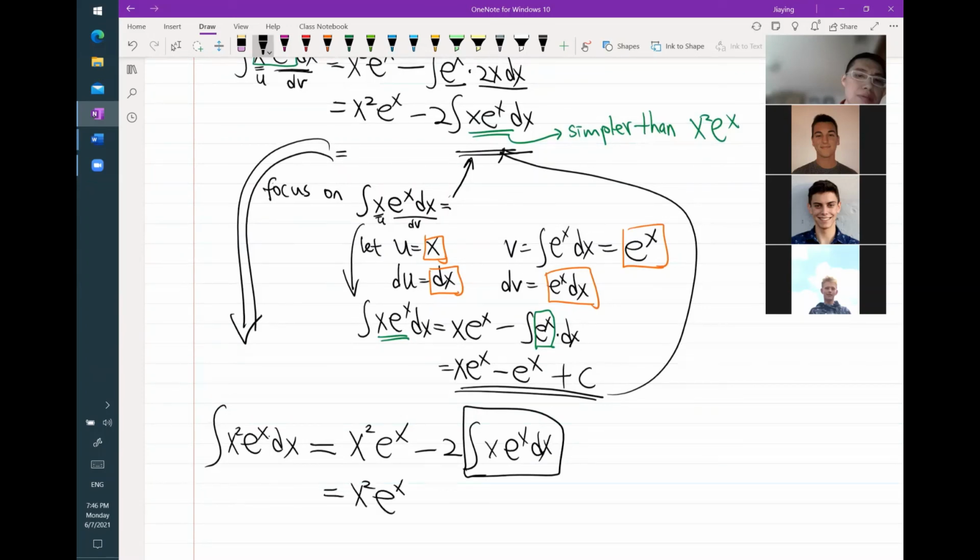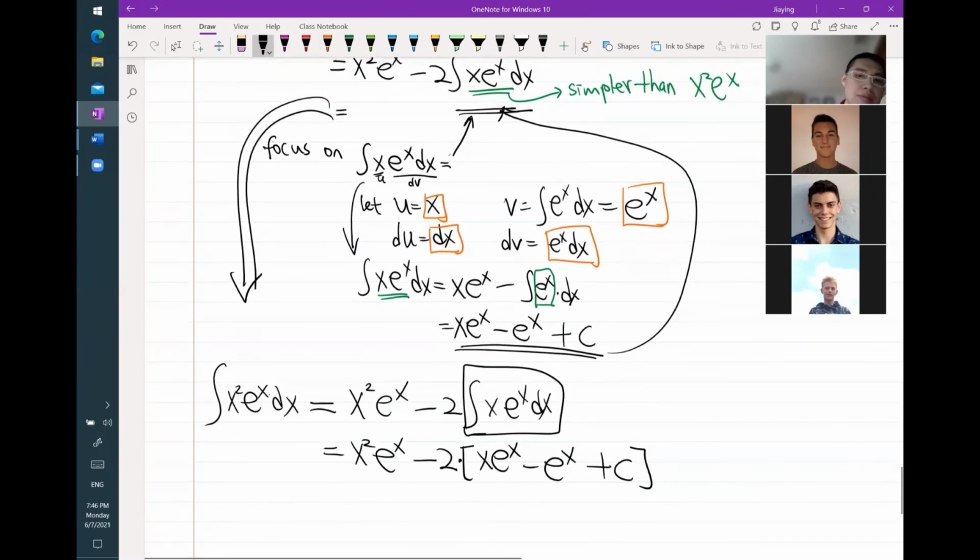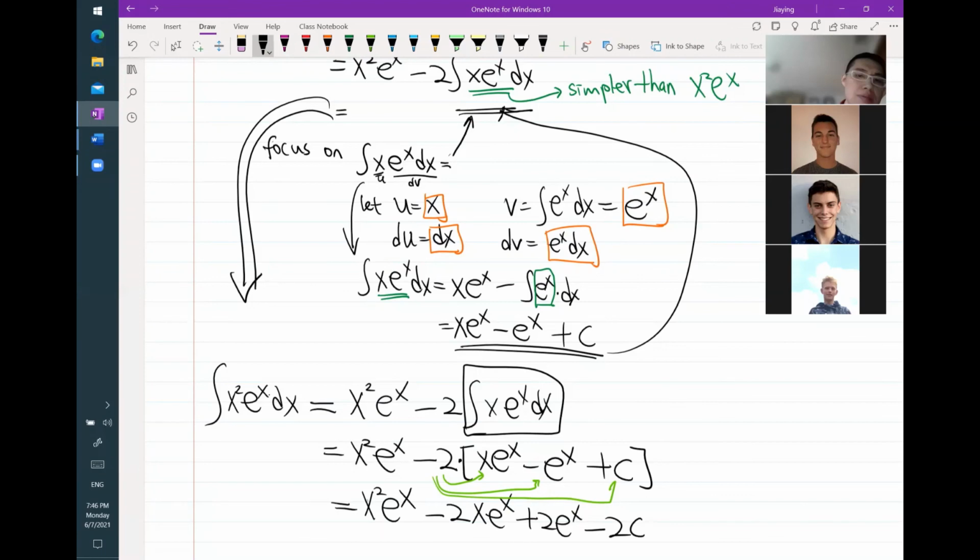So we got x squared e to the x minus 2 times this integral that gave us x e to the x minus e to the x plus c. And now we're just going to expand the parentheses, distribute the -2. So we get x squared e to the x minus 2x e to the x minus 2 times the negative. Use a different color. So we distribute the -2 here, distribute the -2 to this term, and distribute the -2 to c. We got plus 2e to the x. Now we're going to have minus 2c. You can just write it as a different c.